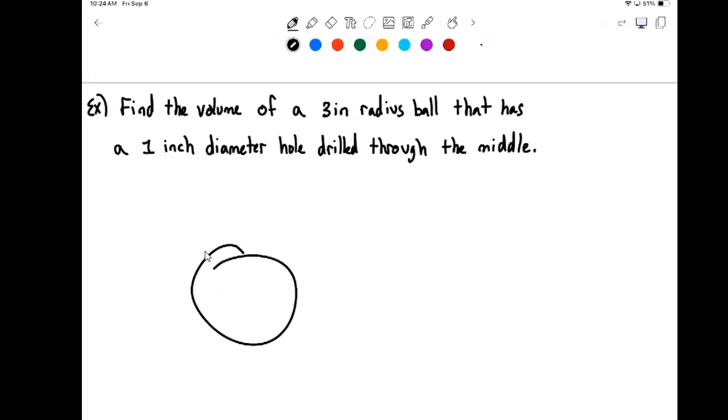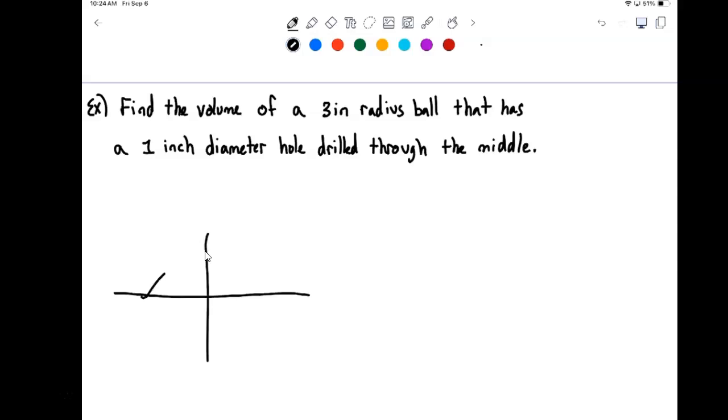And so what do we have to revolve? To get a sphere, we'd have to revolve a semicircle. So we need a semicircle that has a radius of 3. Now, there's lots of semicircles we can do. I've chosen what I think is the simplest semicircle, which is a semicircle with radius 3 centered at the origin.